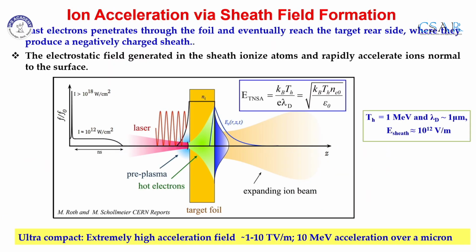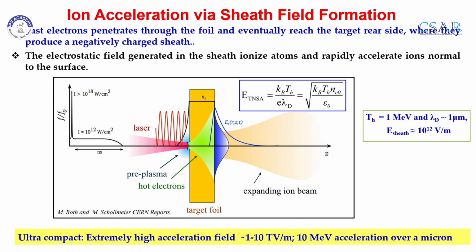Okay, this is the practical application. This is the laser pulse having an intensity greater than 10 to the 18 watt per centimeter square. It is impinging on this target foil, which we kept sufficiently thin, and when electrons escape through this foil, they generate a negatively charged sheath field, and this sheath field is so strong that it ionizes the atoms and rapidly accelerates the ions normal to the surface. This sheath field, as you can see, depends on the temperature of the hot electrons and the fast electron density.